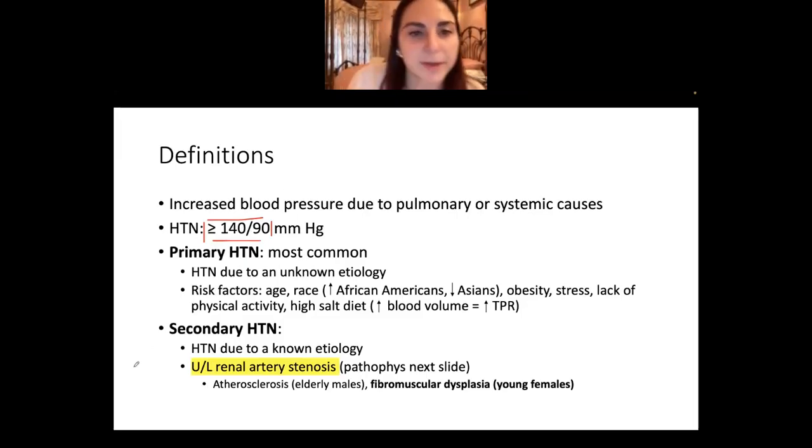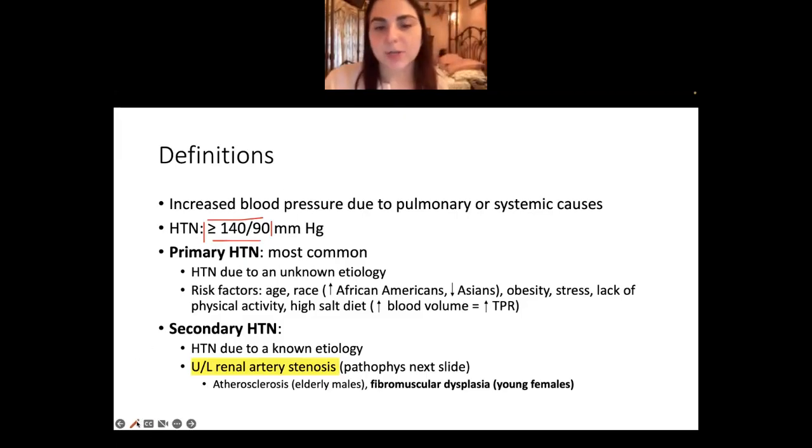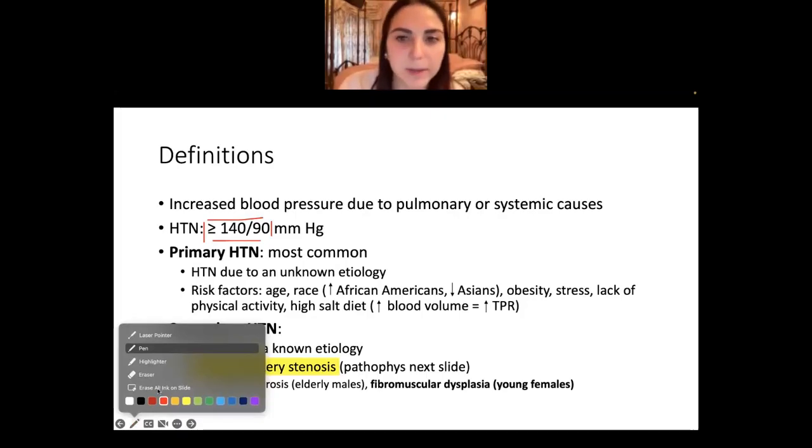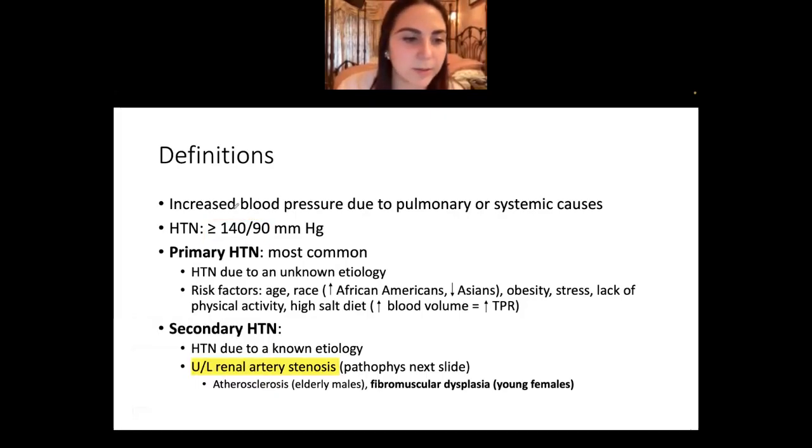And with hypertension, increased blood pressure, it can be due to a pulmonic cause, like pulmonary hypertension, or a systemic cause. So one of those, the normal hypertension that we all think about. Back in 2019, it was considered anything greater than or equal to 140/90.